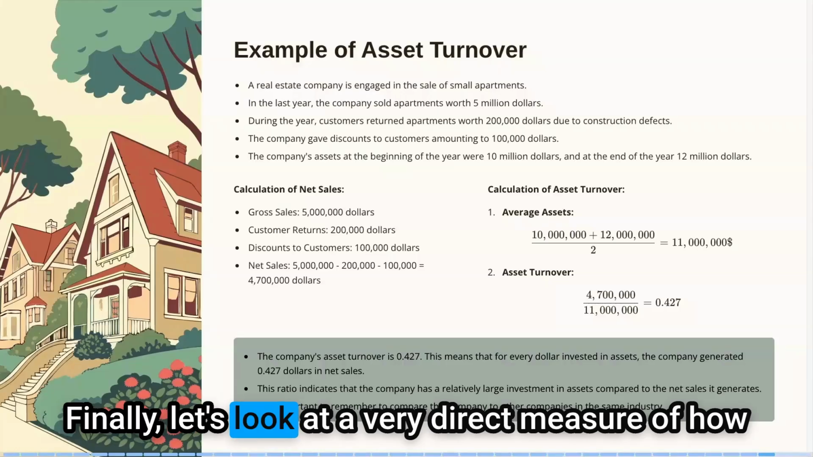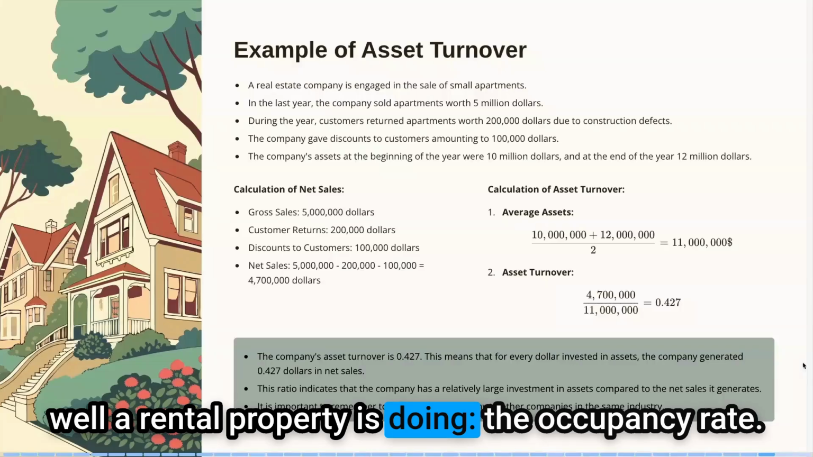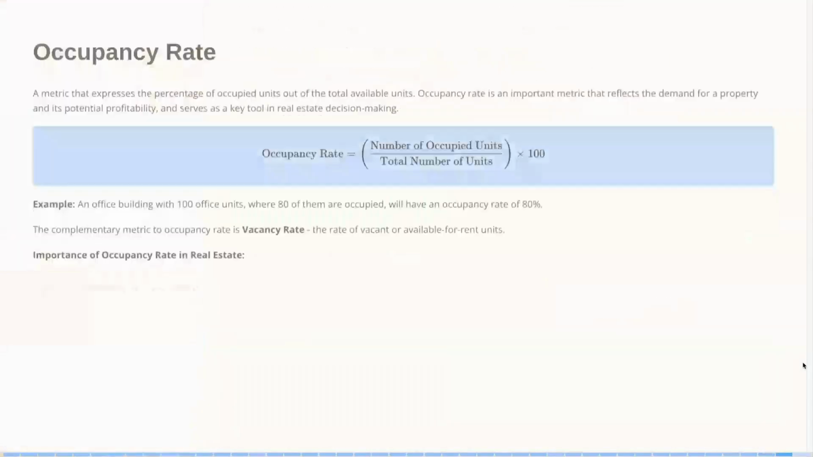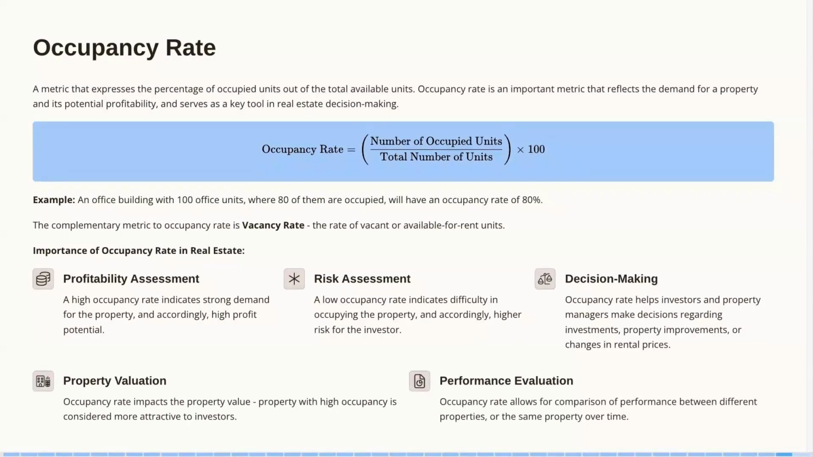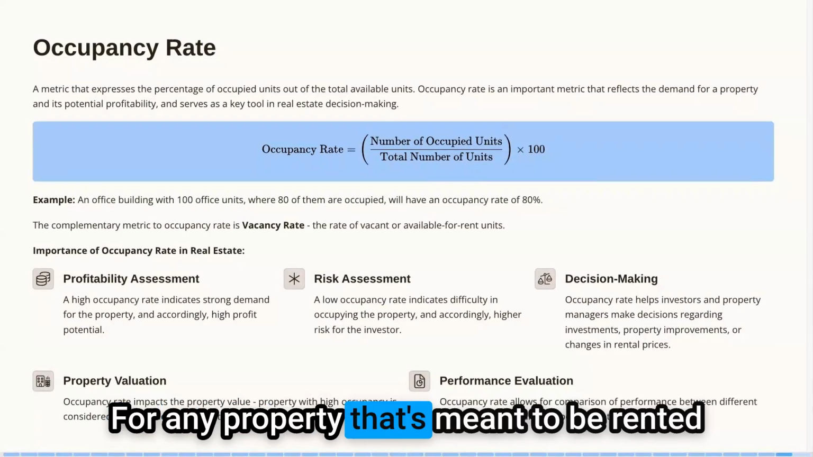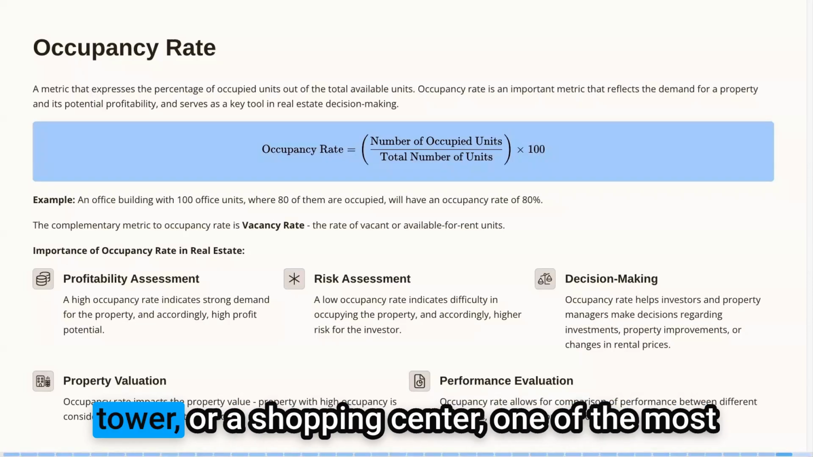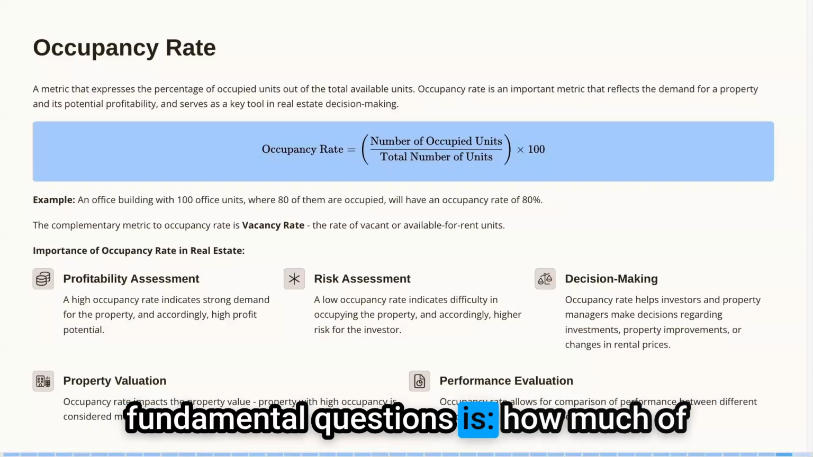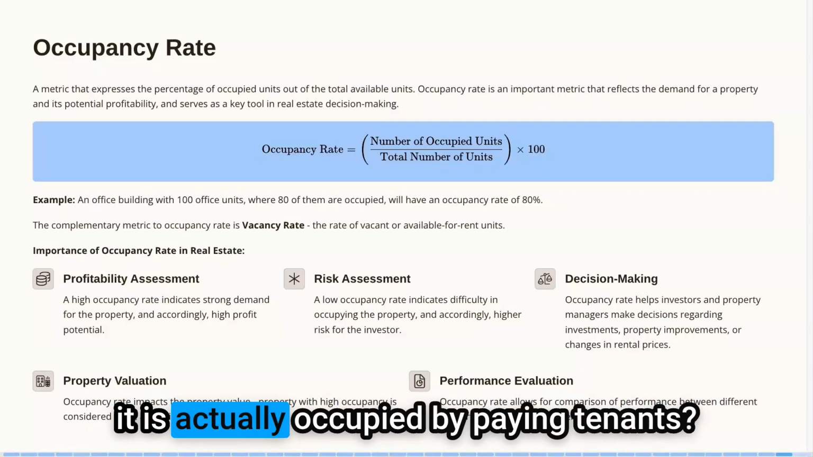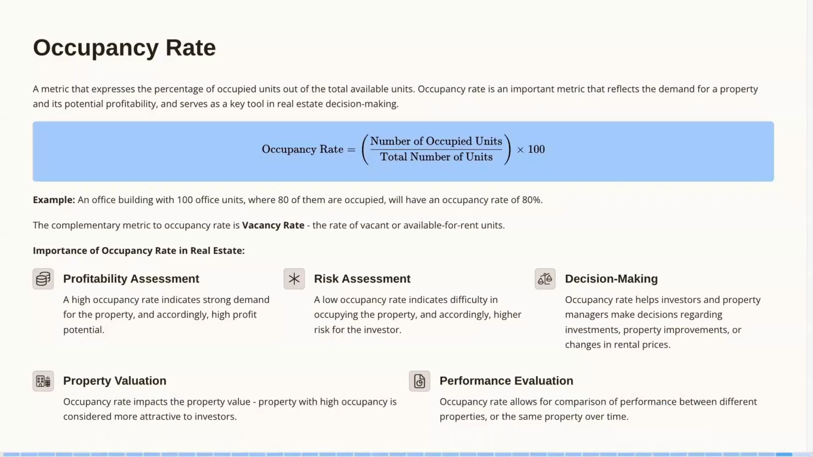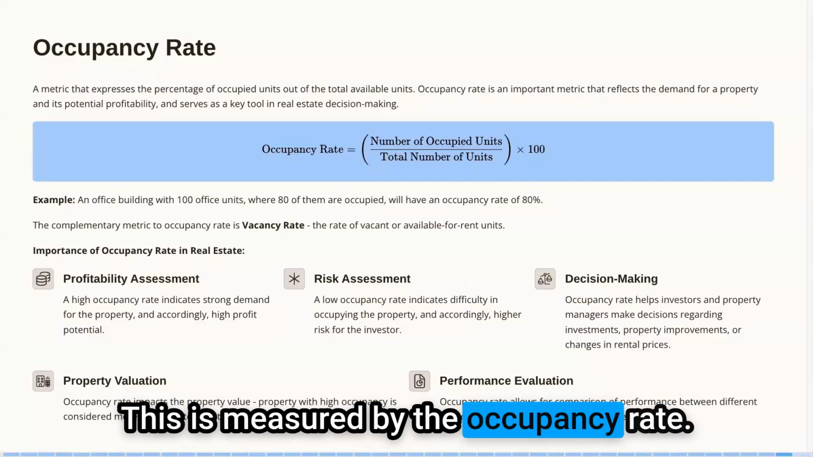Finally, let's look at a very direct measure of how well a rental property is doing: the occupancy rate. For any property that's meant to be rented out, like an apartment building, an office tower, or a shopping center, one of the most fundamental questions is how much of it is actually occupied by paying tenants. This is measured by the occupancy rate.